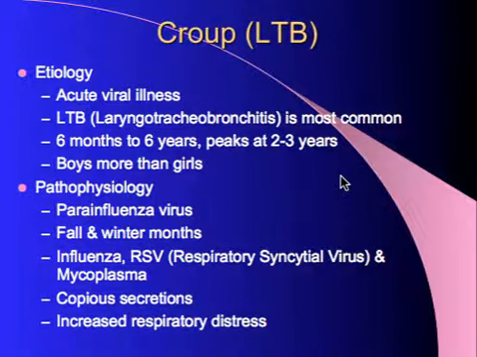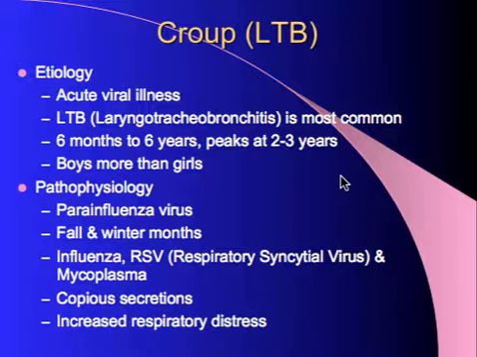There are many different forms of croup, and I'm going to actually talk about two today. The first one is croup LTB, or laryngotracheobronchitis. The etiology of this form is a very acute viral illness, of which LTB is the most common. It occurs in children between the ages of 3 months to 3 years or 6 months to 6 years, and it peaks around 2 to 3 years. And it's boys more than girls that get it.